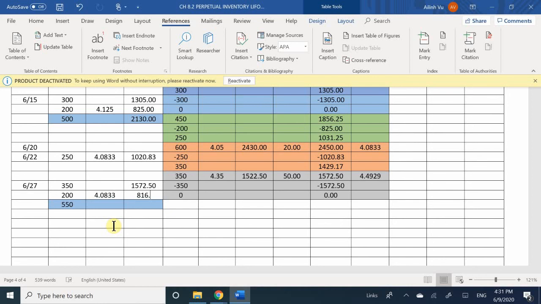Let me try this again. So I've got 200 times 4.0833. Ah, it's 816.66. Yes. All right, you did turn it off and turn it back on. You need a new calculator. That calculator's messing you up. Okay, 1572.50. So go ahead and take the time to quickly add that number together. And what do we get?